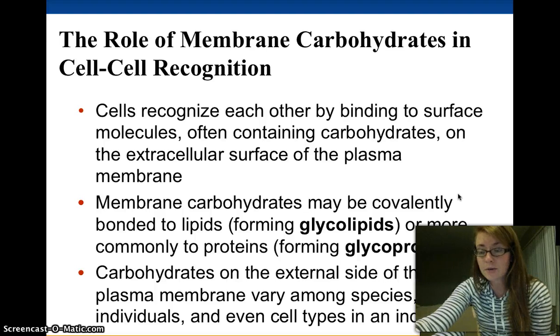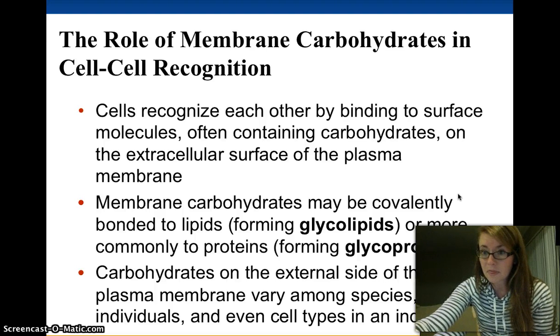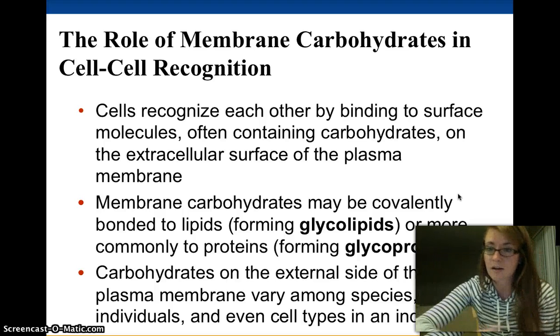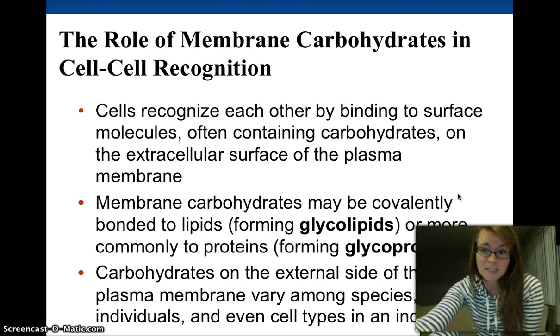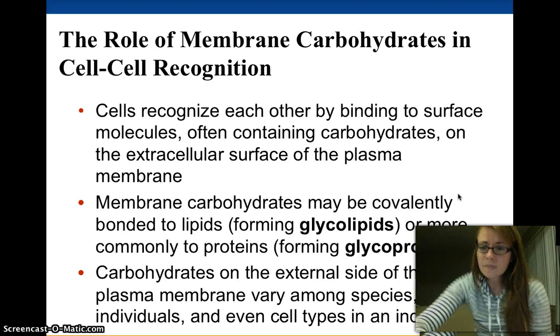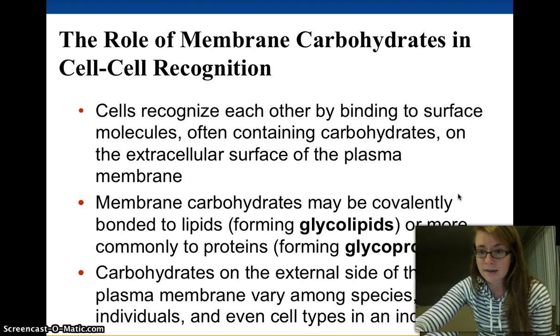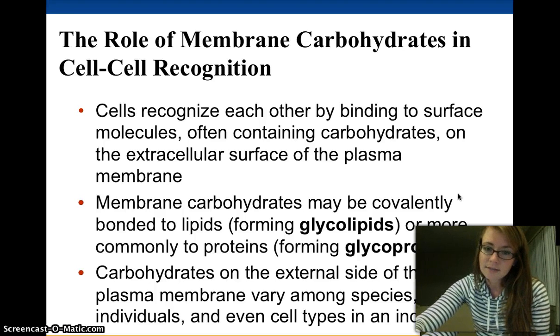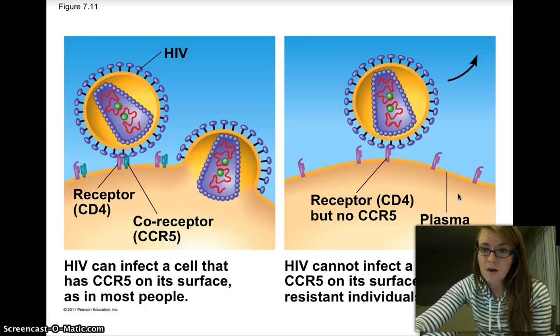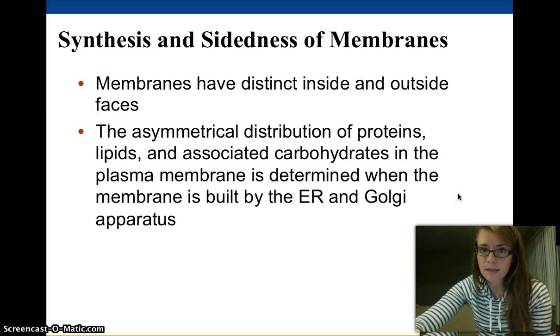between species. So ours are going to be different than my dog's. They're also different between individuals. So mine are different than my sister's, are different than all of yours. And they're even different between cell types because my red blood cells are doing different jobs than my taste bud cells. So the carbohydrates attached on the outside are used to communicate with other cells, and they're different for all cells. We'll talk about that later.